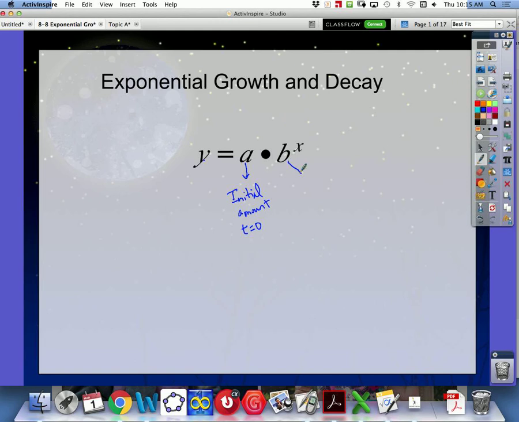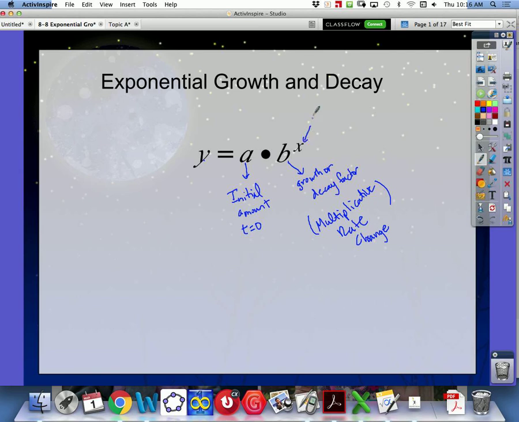The next thing is the b. The b is either your growth or your decay factor. The program also tends to call it the multiplicative rate of change. So if you ever see them asking for the multiplicative rate of change, they're asking for this b.